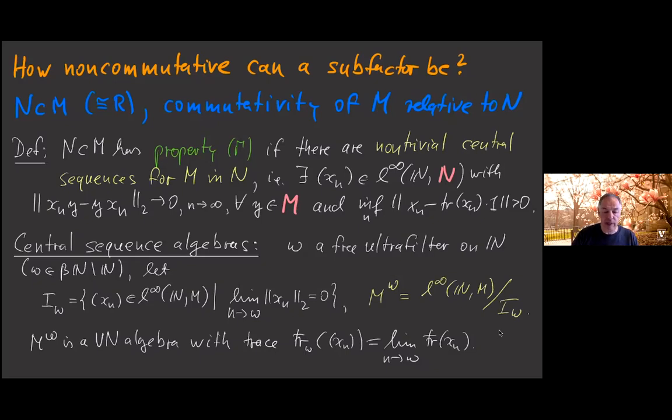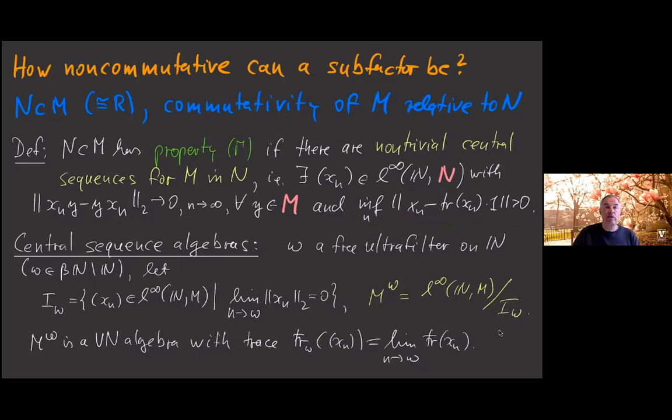And so what do I mean by that? Well, I define a relative notion of property Gamma, which, by the way, I did back in my thesis. And so what I say is that the subfactor N in M has property Gamma if there are non-trivial central sequences for the big factor contained in the subfactor. Okay, so what does this mean? It means that you get a bounded sequence with values in the subfactor N that asymptotically commutes in the 2-norm with every operator in M, and it is non-trivial. Non-trivial just means you don't become more and more a scalar as n goes to infinity. So x_n stays away from scalars.